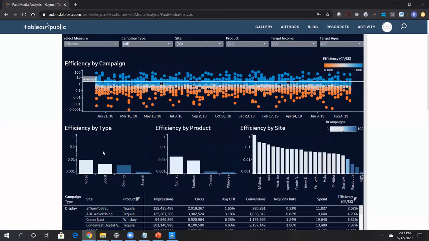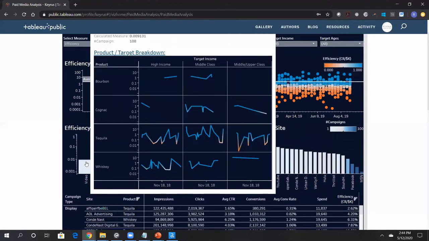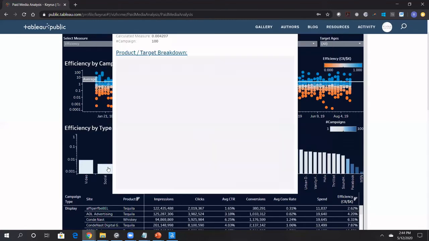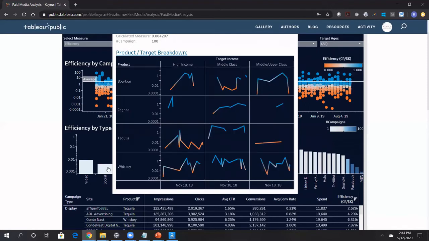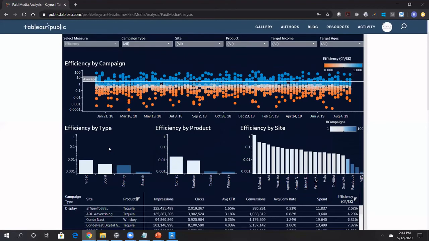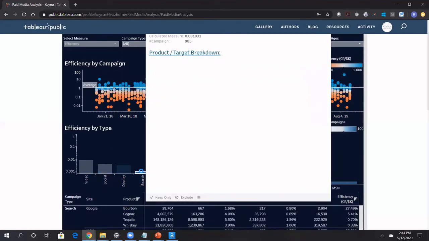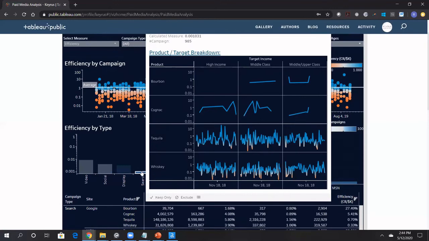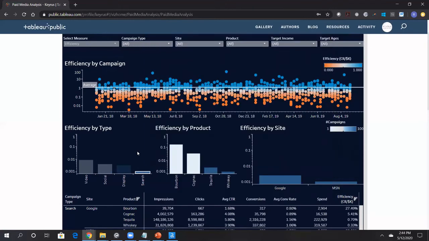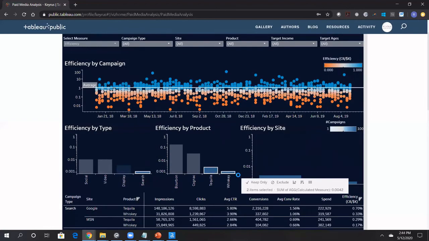And I'm doing this instead of concentrating on video and social, because I could tell from these line charts that most of my campaigns are geared towards search. Naturally, the efficiency is going to be a little bit down just because there's more statistics. So I'm going to click on search and highlight tequila and whiskey.